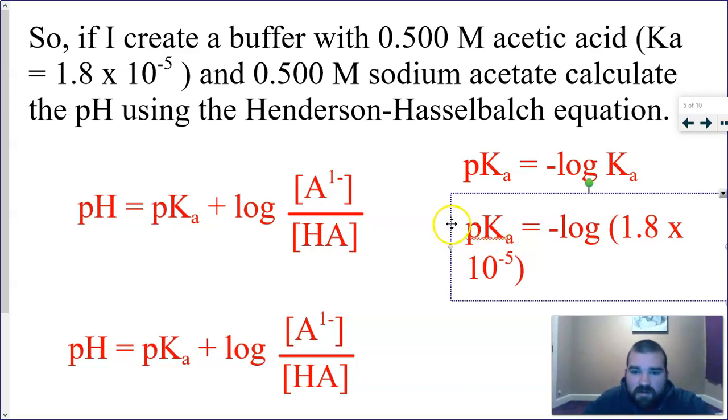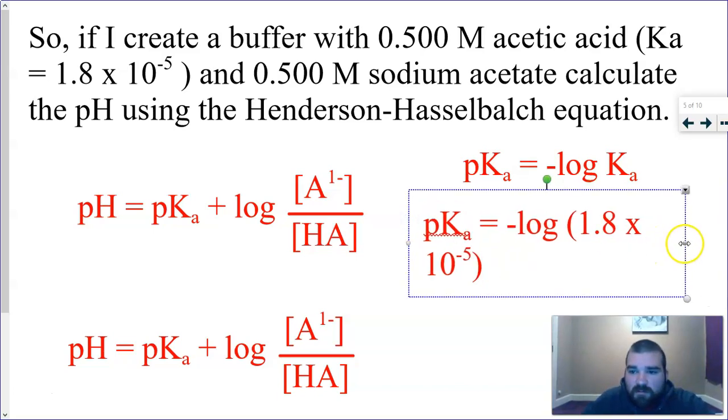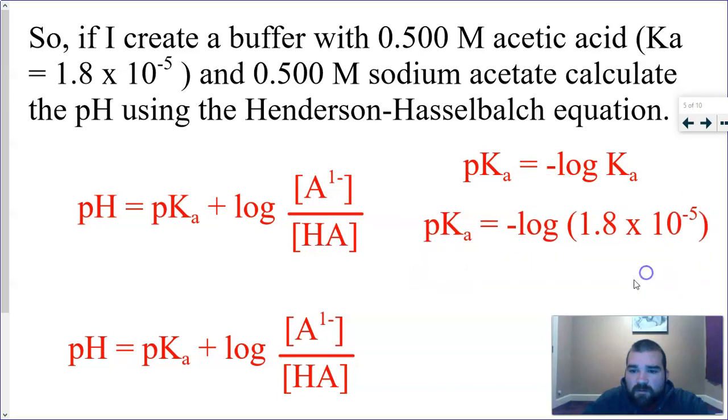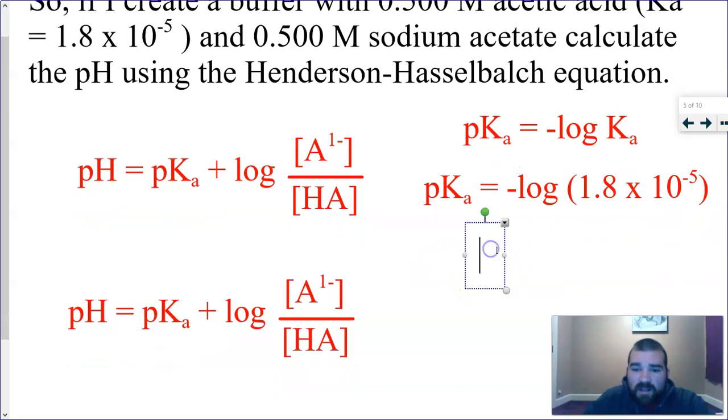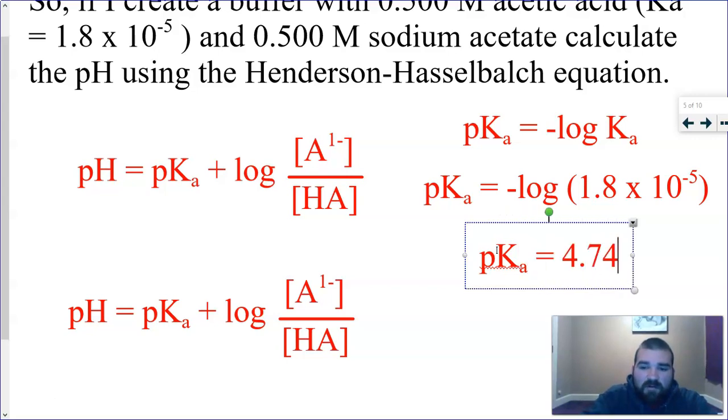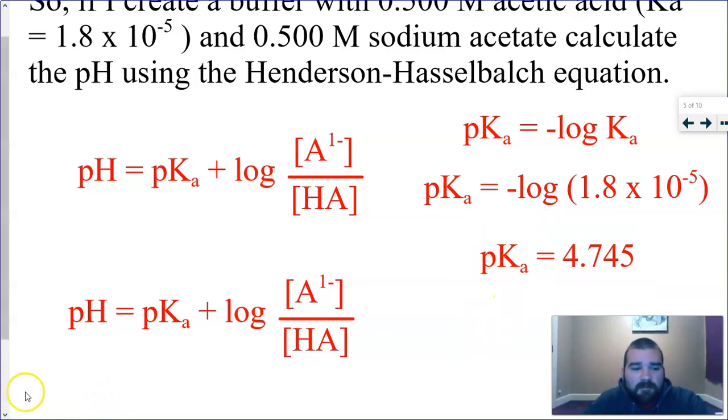All right, we're going to get pKa. So pKa is going to equal 4.74. 4.745, I think it was. I have to grab my calculator. I'm going to pause it and grab it. All right, I'm back. Yep, and it's 4.745. We are good.